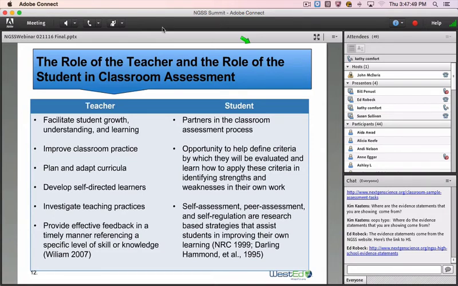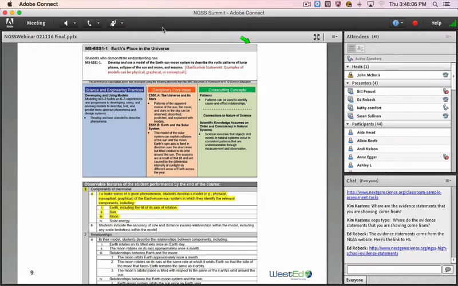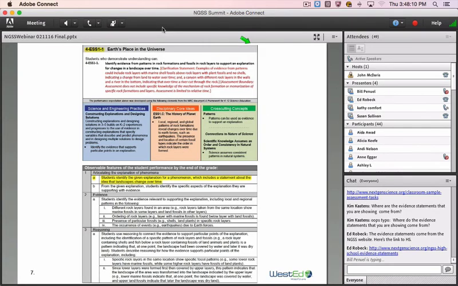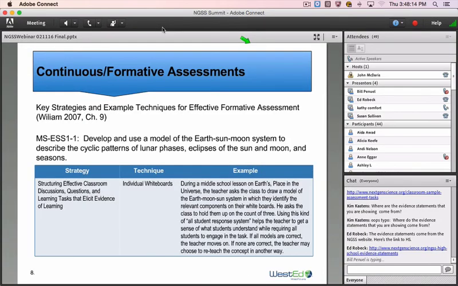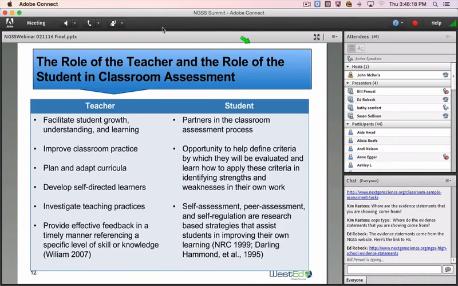And I just noticed that there are comments on the side, and I'm sorry that I haven't been looking at them. The evidence statements come from Achieve, and there are 3 sets of evidence statements. This one I'm showing right now is from the high school level, and then there are also the evidence statements from the middle school level and from the elementary level. And you can get them on the Achieve website.